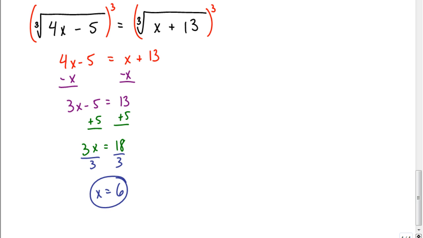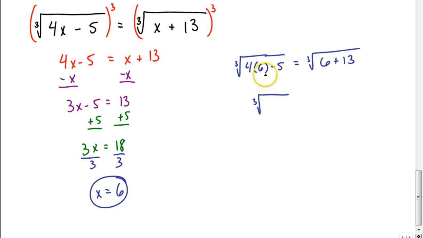If I wanted to check to see if this was correct, I would put 6 into both sides of my equation. So I would have the cubed root of 4 times 6 minus 5 on the left side, and on the right side I'd have the cubed root of 6 plus 13. Well, on the left side, 4 times 6 is 24, and 24 minus 5 is 19. On the right side, I'd have 6 plus 13, which is also 19. So the cube root of 19 is going to be equal to the cube root of 19, so that checks. That works out.